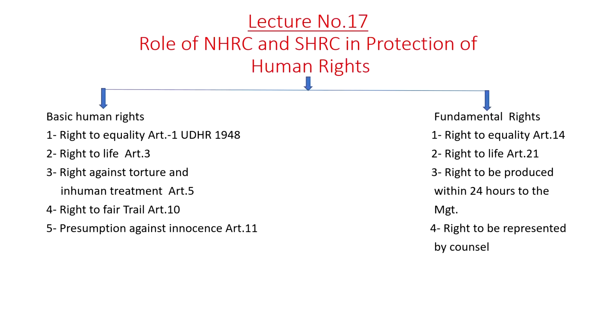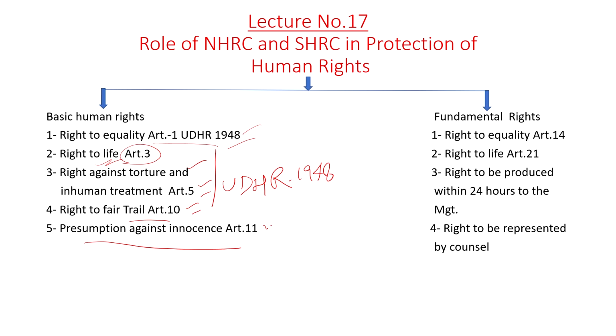So, now with the help of this slide, I would like you to just look at this slide. Right to equality, Article 1 of UDHR. Article 3, right to life, UDHR. Right against torture and inhuman treatment, Article 5 UDHR, Universal Declaration of Human Rights 1948. Right to fair trial, Article 10. Presumption of innocence, the entire emphasis of criminal jurisprudence, Article 11.